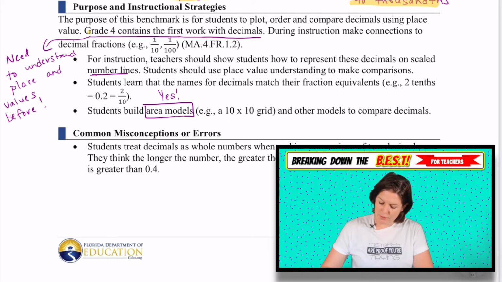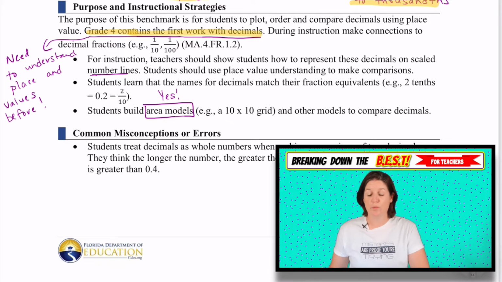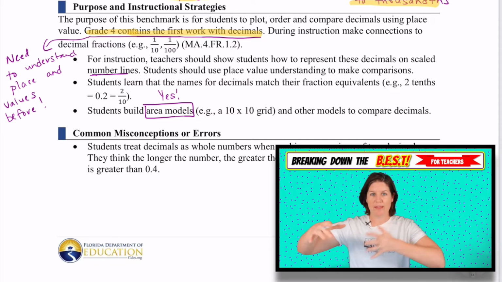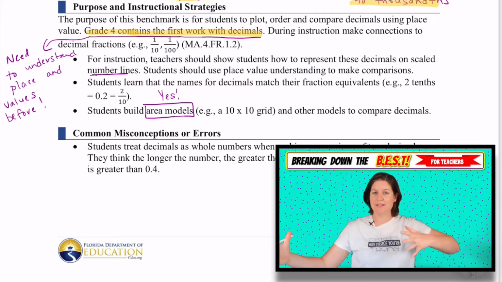I made sure to underline this. These are the things that kind of jumped out at me, that grade 4 contains the first work with decimals. Therefore, we need to make it very concrete. Decimals can be an interesting thing, especially because we're changing the way place value blocks look. For instance, the 100 flat now becomes the 1 when we're representing. The 10 rod becomes the 10th. The little 1 unit cube becomes a 100th. We're changing the way that looks to make it make sense, but it does take some processing.